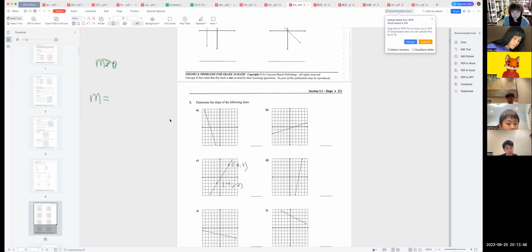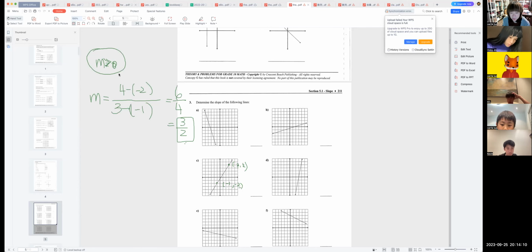M equals, that's this minus this, right? So 4 minus negative 2 over 3 minus negative 1. Get it? Okay, so equals 6 over 4, correct? Equals 3 over 2. Get it? And you check, because this one's bigger than 0. At the very beginning, we know that m is bigger than 0. So this one, big possibility, we get it right.